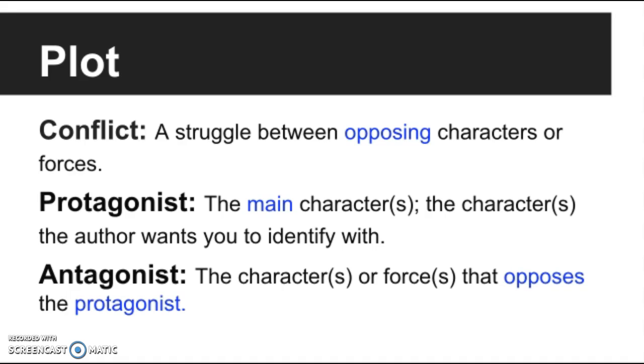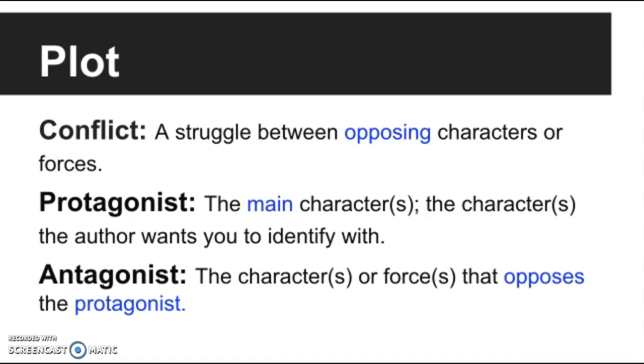The protagonist is the main character, or the character that the author wants you to identify with. Whose team are you supposed to be on? Who are you supposed to be cheering for? Okay? The antagonist is the character or force that opposes the protagonist. Who do we as readers feel against?